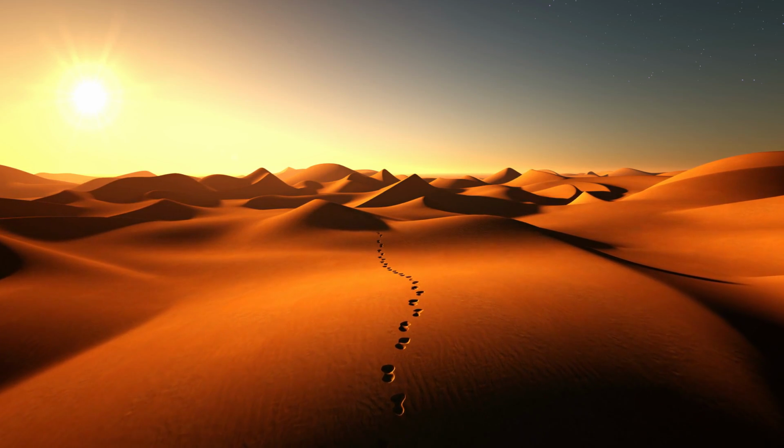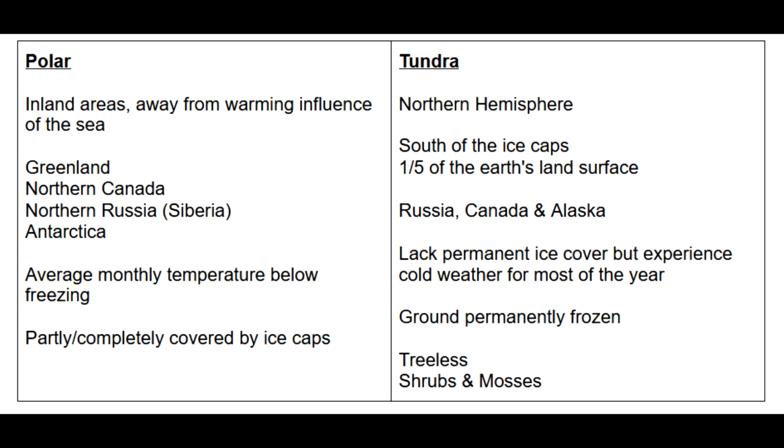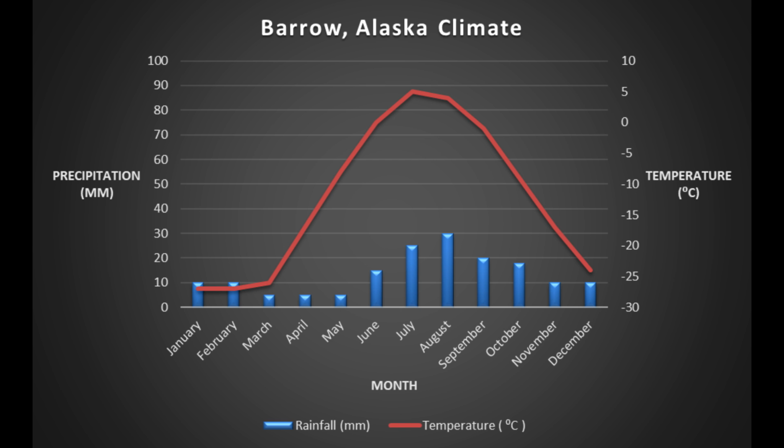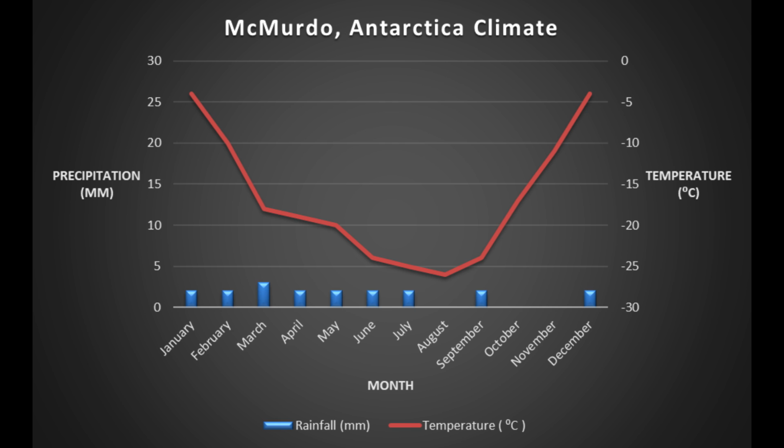My pupils have studied cold environments. You would have studied cold environments such as polar or tundra regions. Alaska is an example of a tundra region, whereas Antarctica is an example of a polar region.